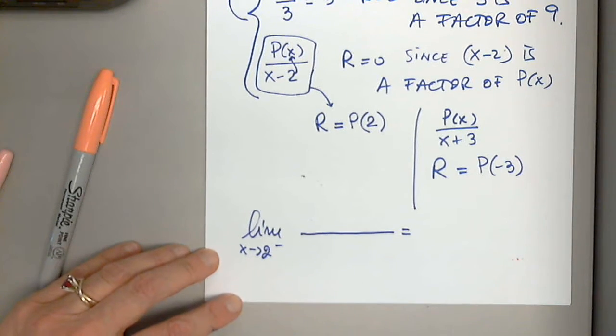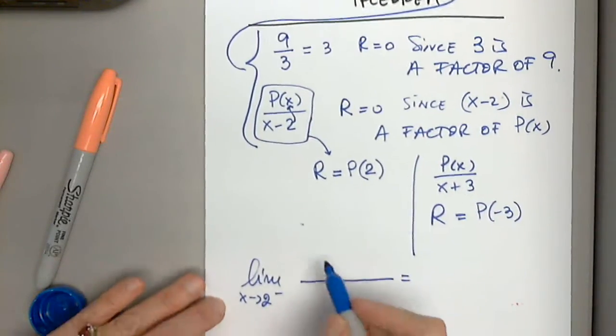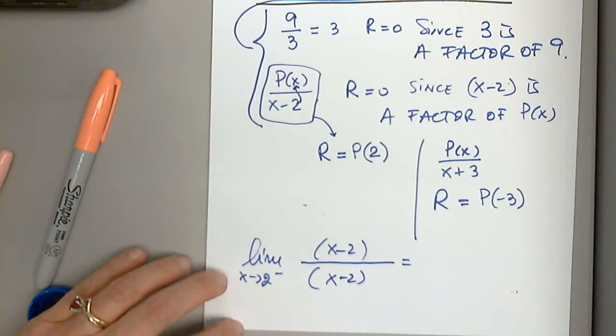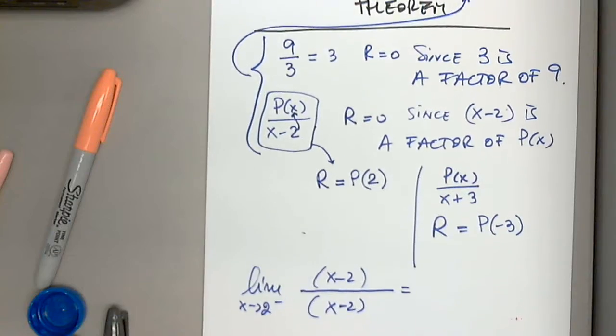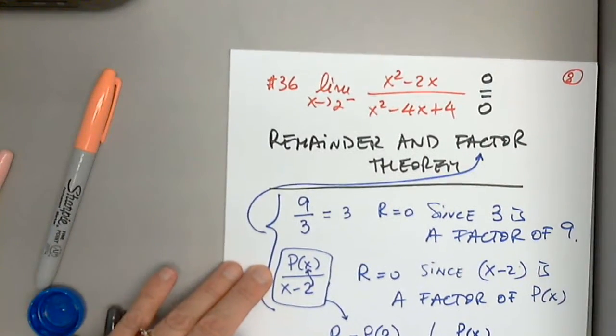And please tell me, what do you factor at the top? So you have an x minus 2. And what do you factor at the bottom? So you have an x minus 2. I know it must be there. Indeed, at the top, just x. And what about the denominator?